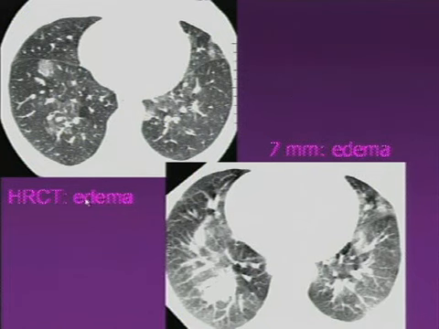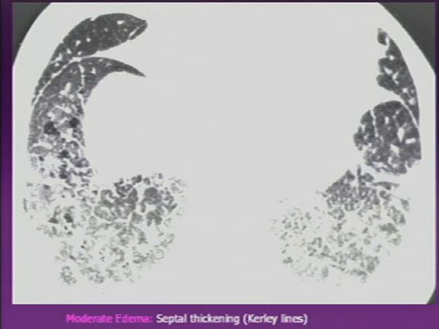Just as a note, sometimes when you're looking at a high-res CT, you lose your anatomic orientation because of the very thin section. So this is a 1 millimeter thick section and a 7 millimeter thick section. And the perihilar, perivascular distribution of edema is in fact arguably better appreciated on the 7 millimeter thick section because you can better appreciate the orientation in the lung with the thicker section.